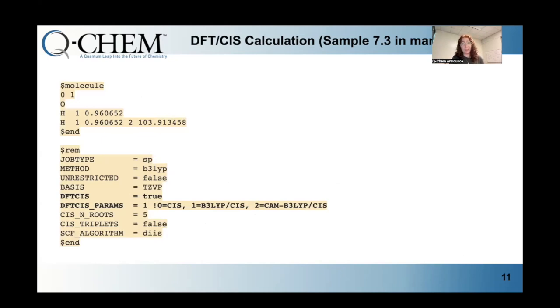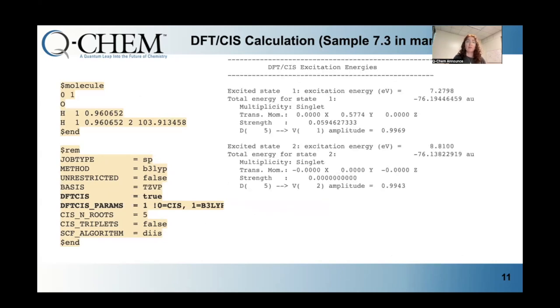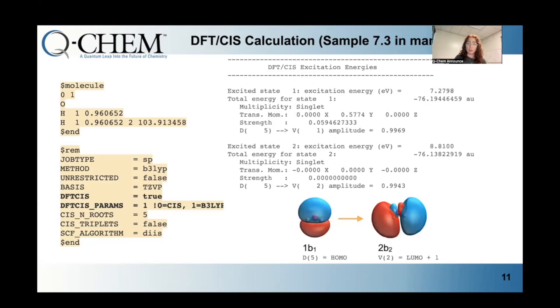You can find it there. You can run it yourself. You have this input file with this DFT-CIS and DFT-CIS params. That second one allows you to determine what set of parameters you're using, or which parameterization you're using, sorry. And then you can see in this output file, it has the excitation energies the same way it normally does. And then it also has orbitals, which you can visualize in, I used IQML for this, but you can use anything that will visualize Q-Chem output files or FCheck files.